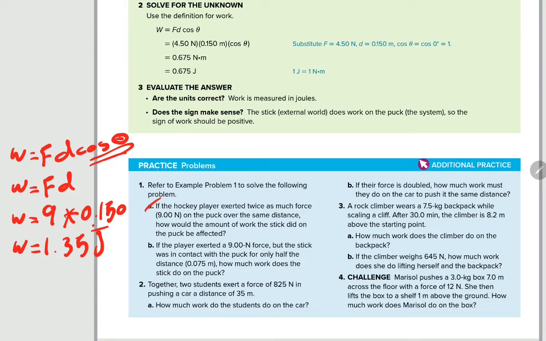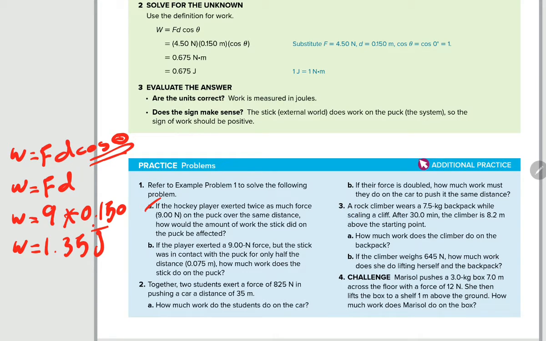And you can try it by multiplying 9 by 0.075. The result will be 0.675. Question number 2 is the same as question number 1. So I will not solve it because it's the same and uses the same law.